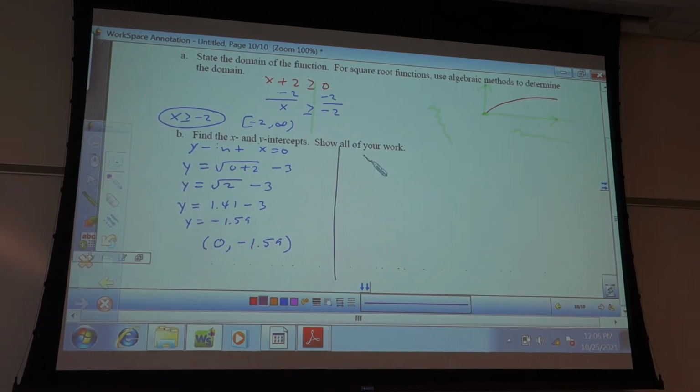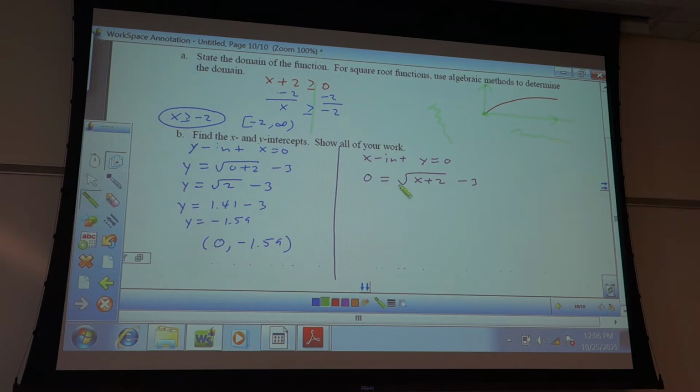Okay. So the x-intercept, I think everybody got the x-intercept. That's when you set y equal to 0. She used an extra significant number, so she used 1.41. If you use 1.4, that's fine. Negative 1.6 is totally fine. All she did was get the square root of 2 in the calculator, which is 1.4, and then 1.4 minus 3 gives about negative 1.6.